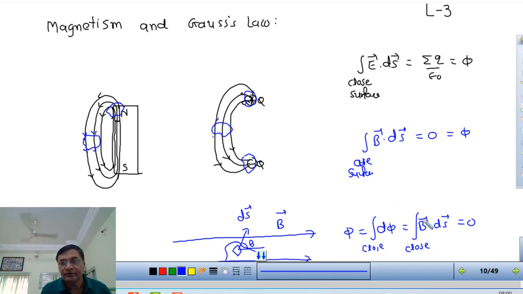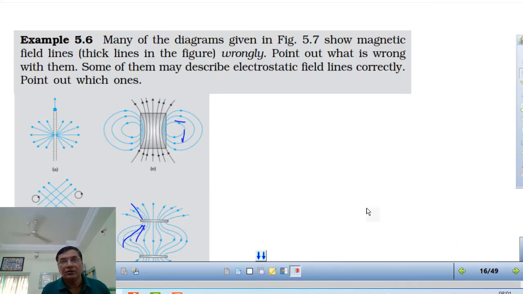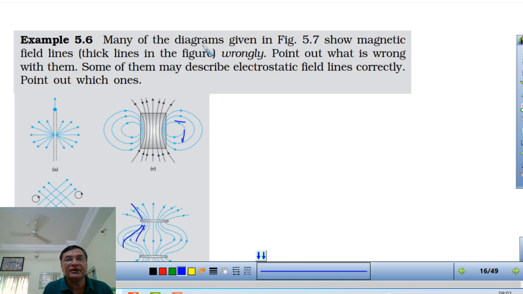So based on that, we have one question. Without doing any calculation, you have to answer the question. Many of the diagrams given in this figure show magnetic field lines, thick lines in the figure, wrongly. Point out what is wrong with them. Some of them may describe electrostatic field lines correctly. Point out which ones. Okay.